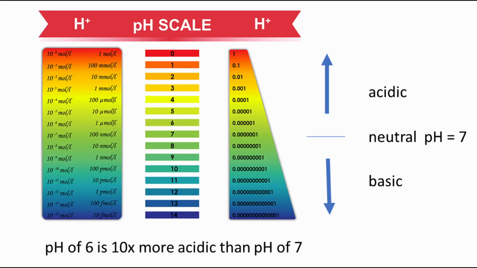We must remember that pH is a log 10 scale, so a solution with a pH of 6 is 10 times more acidic than a pH of 7. A solution with a pH of 1 is 10 to the 6th or 1,000,000 times more acidic than neutral water with a pH of 7. Conversely, a solution with a pH of 8 is 10 times more basic than neutral water with a pH of 7. A solution with a pH of 13 is 10 to the 6th or 1,000,000 times more basic than neutral water with a pH of 7.